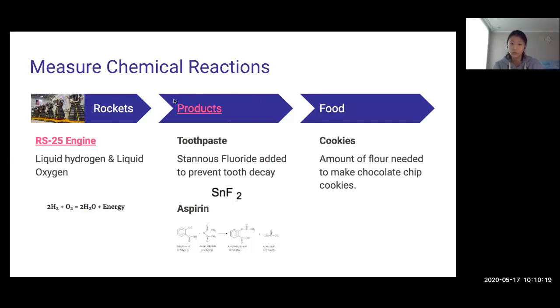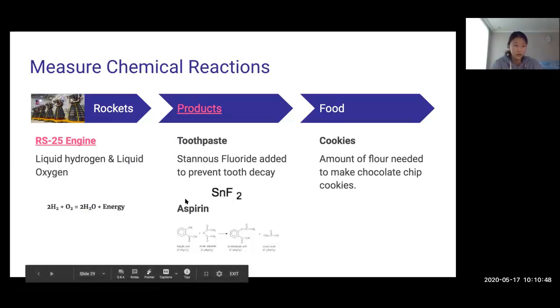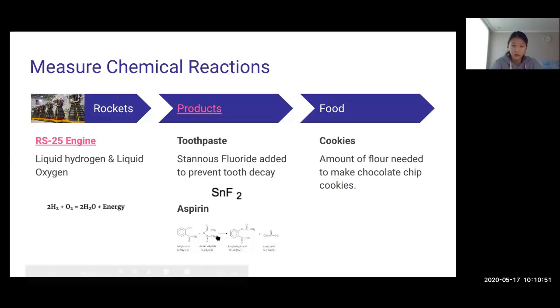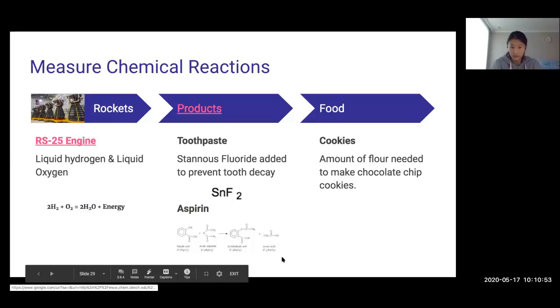We can also use stoichiometry for different products. So things like toothpaste. We use stannous fluoride in toothpaste so that we can prevent tooth decay. But again, we need to make sure that the amount of stannous fluoride is right, to know whether the amount is perfect for toothpaste. And we also have aspirin, which is used in medicine. We also need to make sure that each reactant creates the desired products.